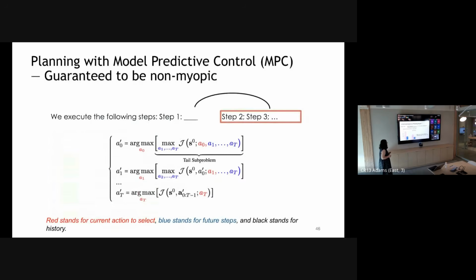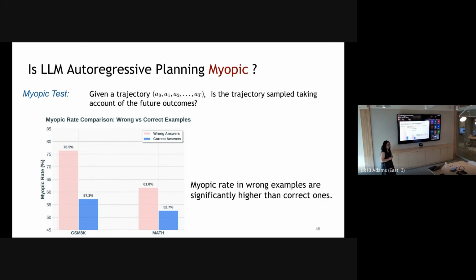Thanks. So I think myopic is defined with respect to the LM probability, right? The trajectory is myopic if after you sample the trajectory, you realize that it's not actually the most likely output. Got it. Yeah. Thanks. But that still can be correct, even if it's not the most likely.